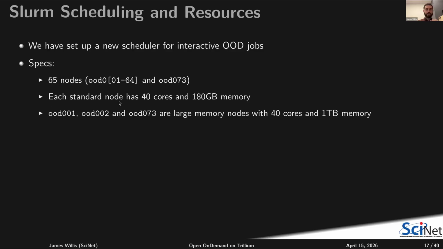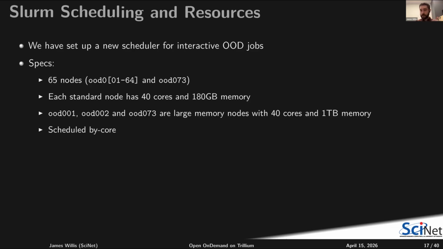But OOD 1, 2, and 73 are what we call large memory nodes, which still have 40 cores, but we have a terabyte of memory there. So if you have any larger jobs that need more than, I think I set the limit to 85 gigabytes, then you can run your jobs on the large memory nodes and you request up to 500 gigabytes of memory.